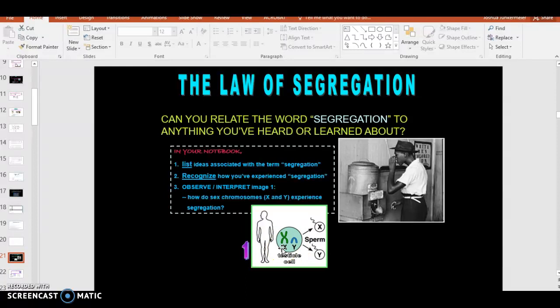But when a man makes a sperm, you can see that the sperm contains either X or Y, but not both. How could this be considered segregation? They were once together, and now you can see the sperm only has one or the other, but they're not together. So explain how this picture shows segregation of chromosomes. Good luck.